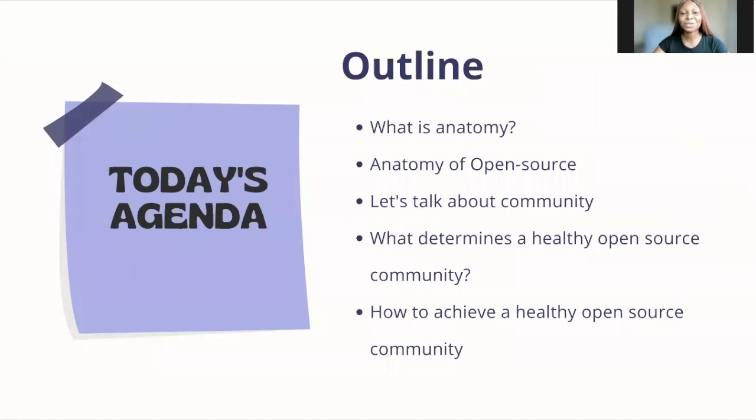So during this section, we're going to be talking about what is anatomy. Then we're going to move on to talk about the anatomy of open source. Then we're going to look at what determines a healthy open source community, and how to achieve a healthy open source community. So let's get into it.